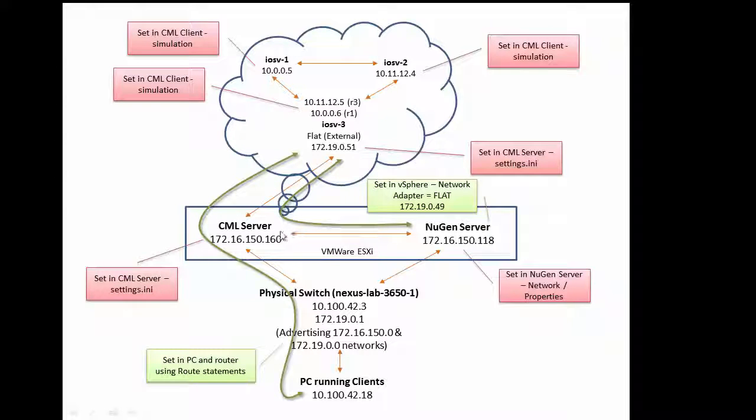So I was able to go from the CML server, which we now have the setting there of the 172.19.0.54, and that was able to ping down to the physical switch, which is the 172.19.0.1. So the next thing to do is start the nuGen, so we can see if we can get from the nuGen server to the same thing.